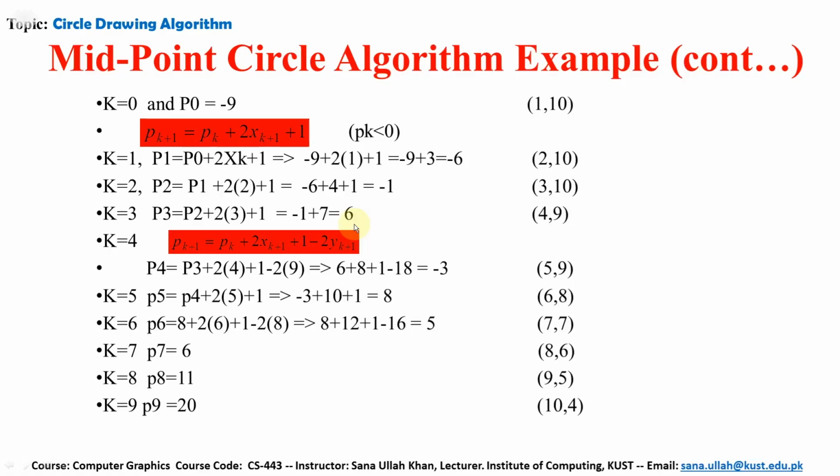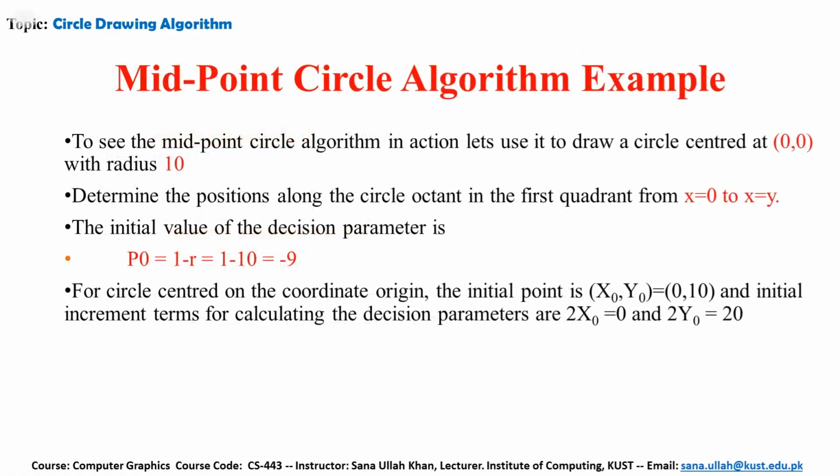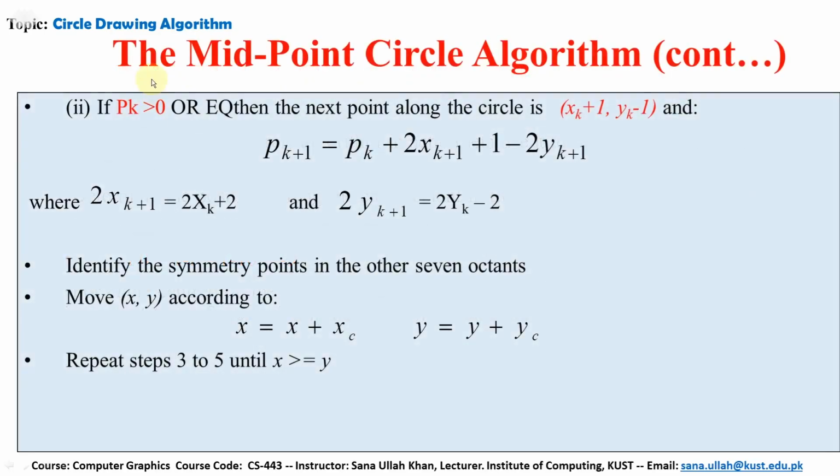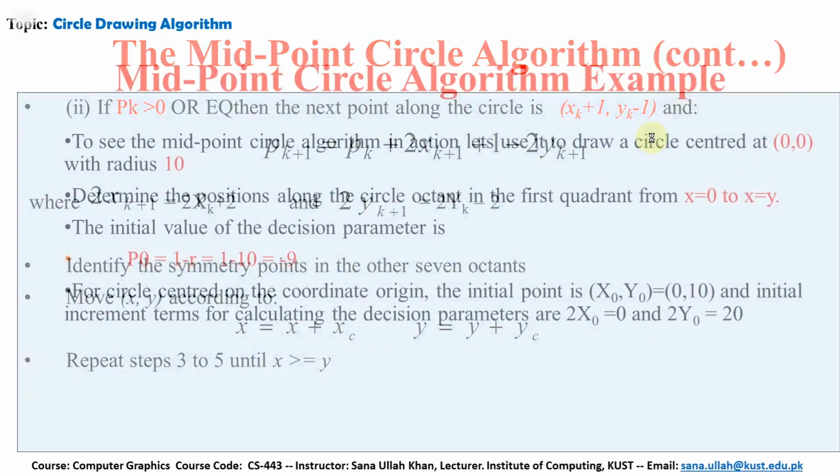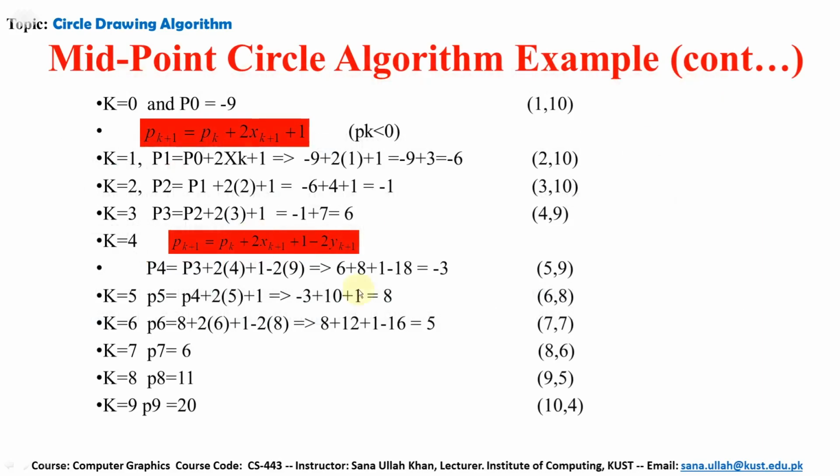Here x will be increased with the unit interval, while y will decrease with a unit interval, not remain the same. Here check the condition in the algorithm. So if it is greater than 0, then what will happen? xk plus 1 will be increased, x will be increased with a unit interval and y will be decreased with a unit interval. So x will become 3, and for k equal to 4, it will be decreased with a unit interval, it becomes 9.